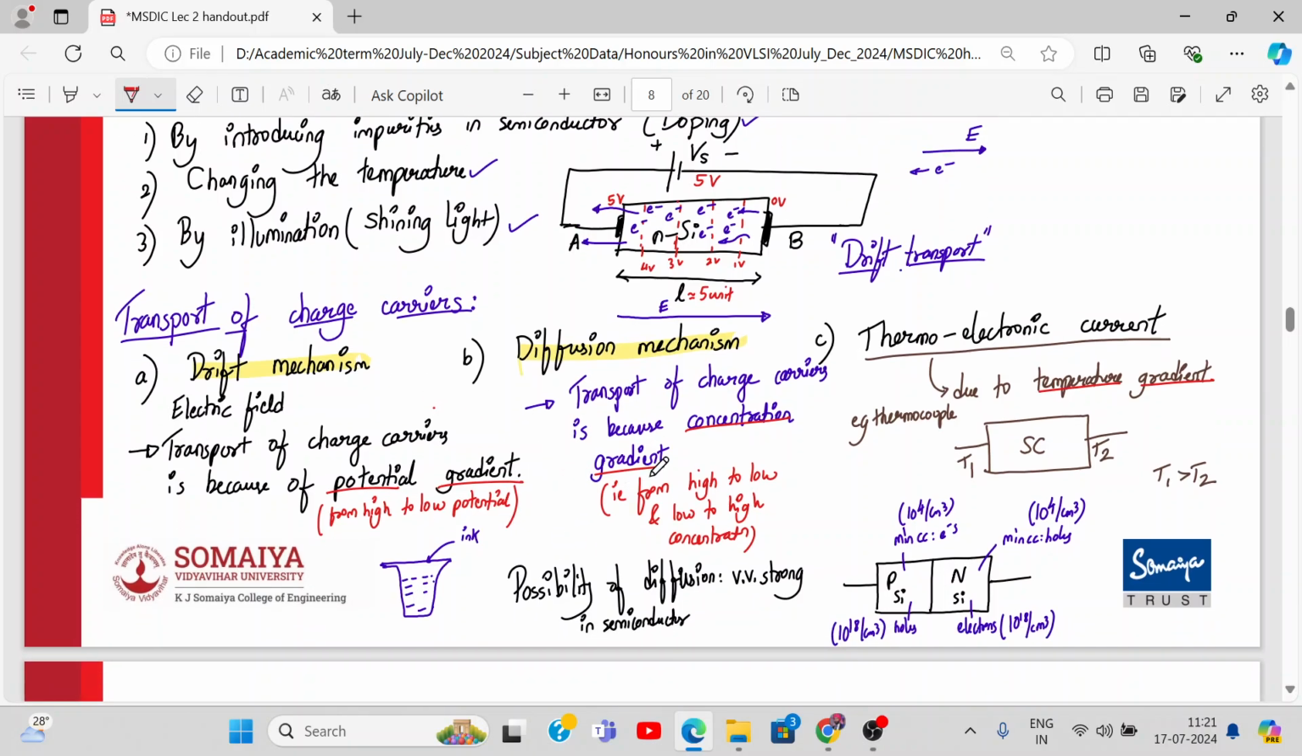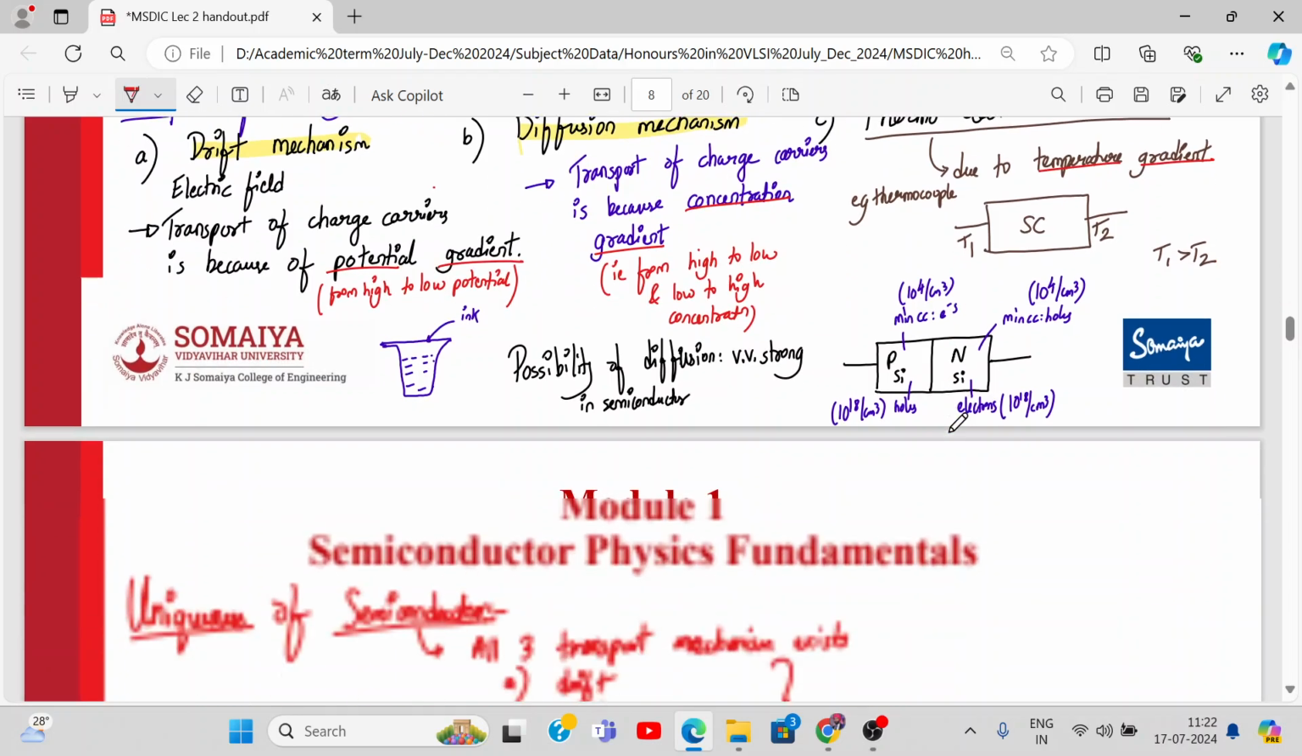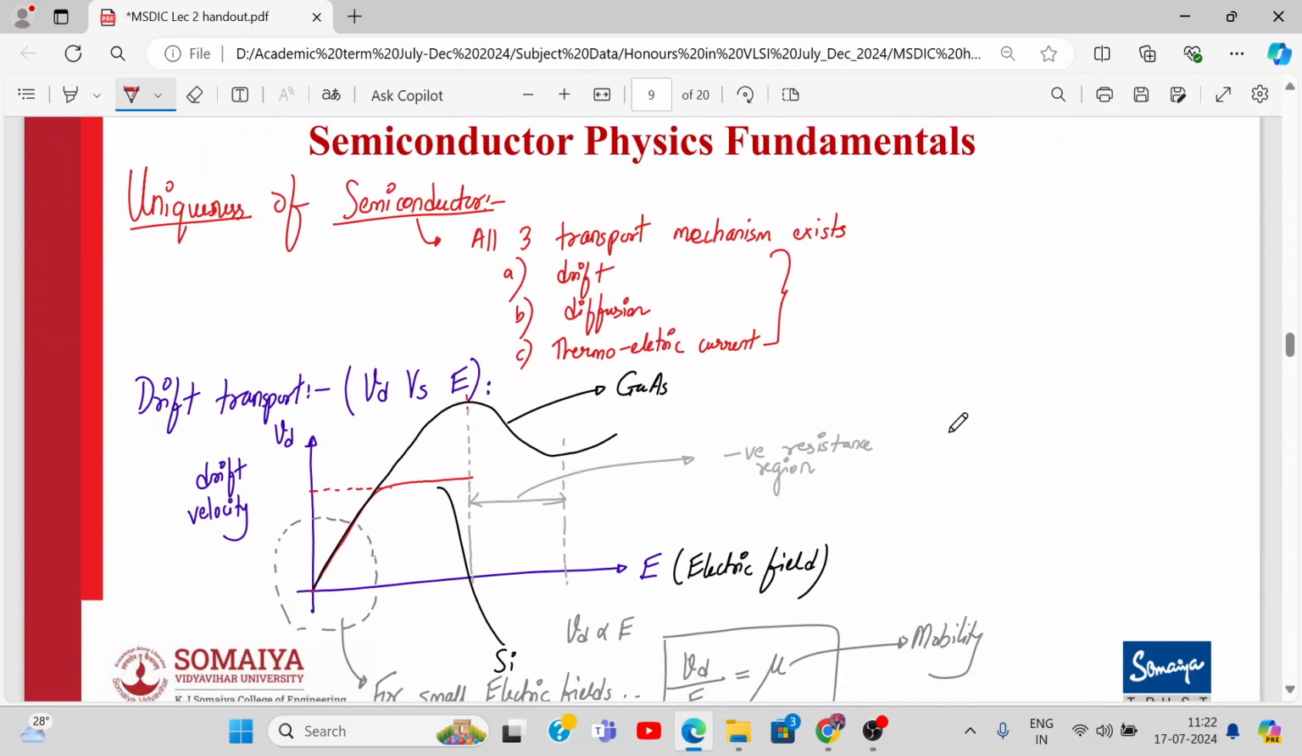Now in a semiconductor, the concentration can be varied. There can be a change in the concentration from low to high or high to low, just as an example in case of PN junction. So whenever the current flows because of concentration gradient, it comes under the category of diffusion. All right, and the possibility of diffusion is very strong in semiconductors. And the third scenario, due to temperature gradient. In a semiconductor, whenever the temperature is different at different points in the material, it comes under the category of thermoelectric current. All right, and then we have seen the uniqueness of semiconductor material is that all these transport phenomena can exist.